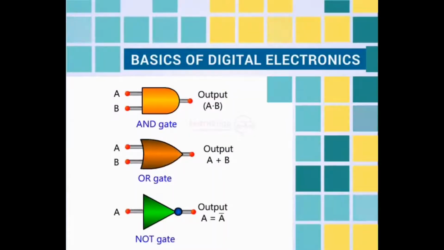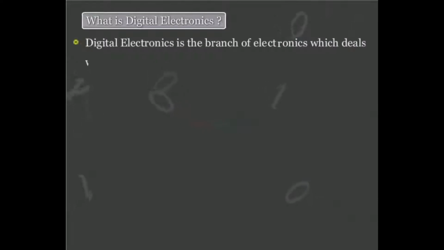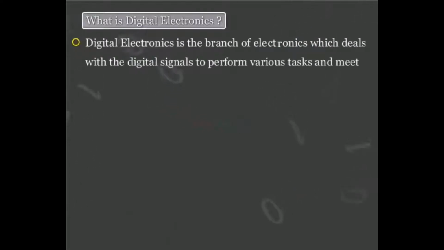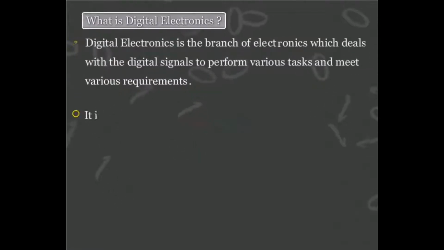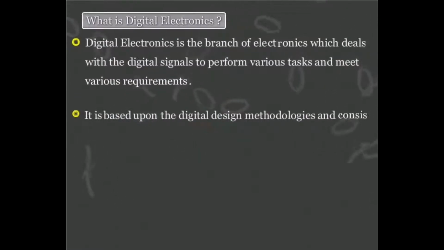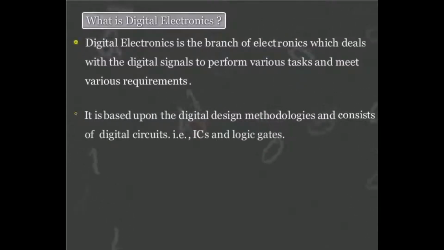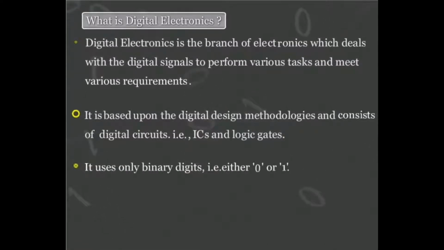Basics of digital electronics. What is digital electronics? Digital electronics is a branch of electronics which deals with digital signals to perform various tasks and meet various requirements. It is based upon digital design methodologies and consists of digital circuits, that is ICs and logic gates. It uses only binary digits, that is either 0 or 1.